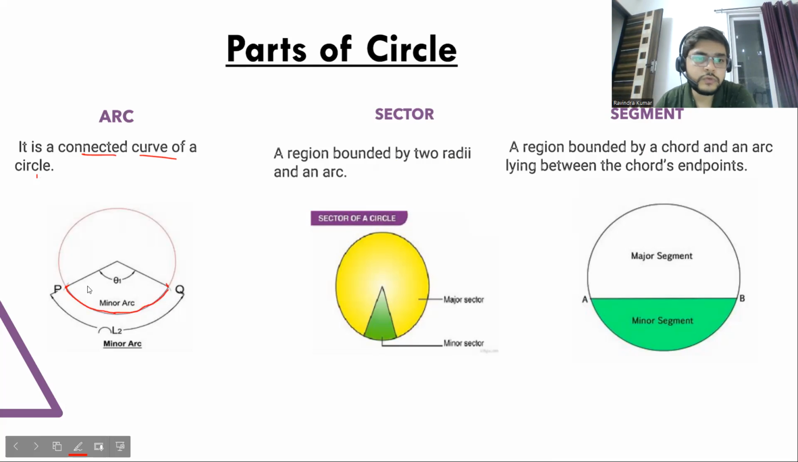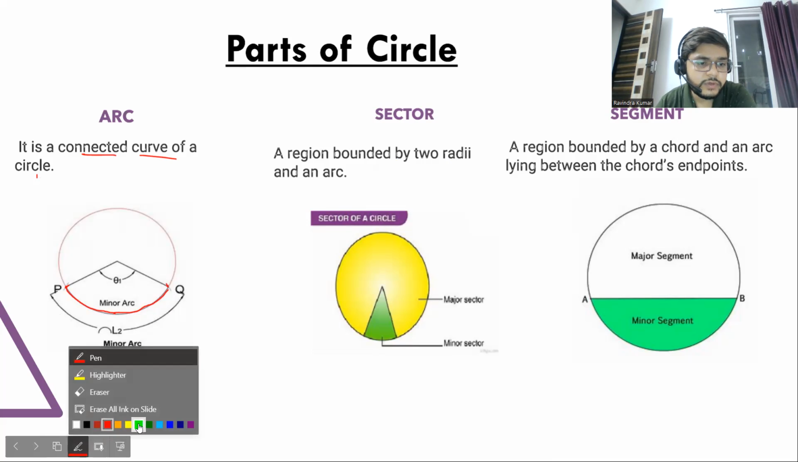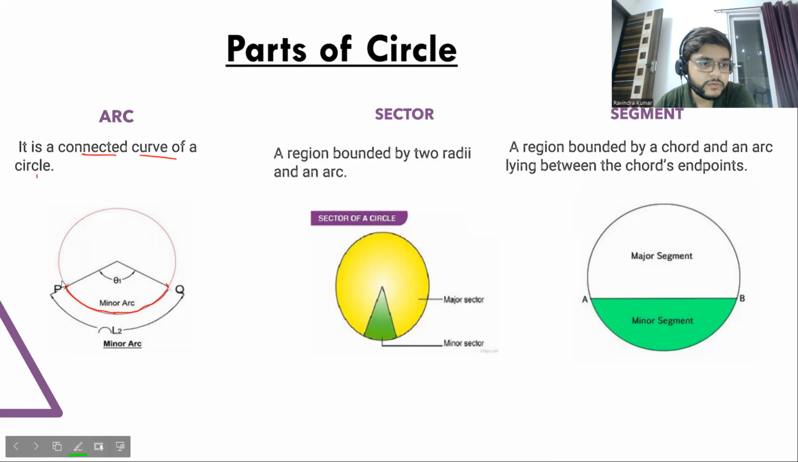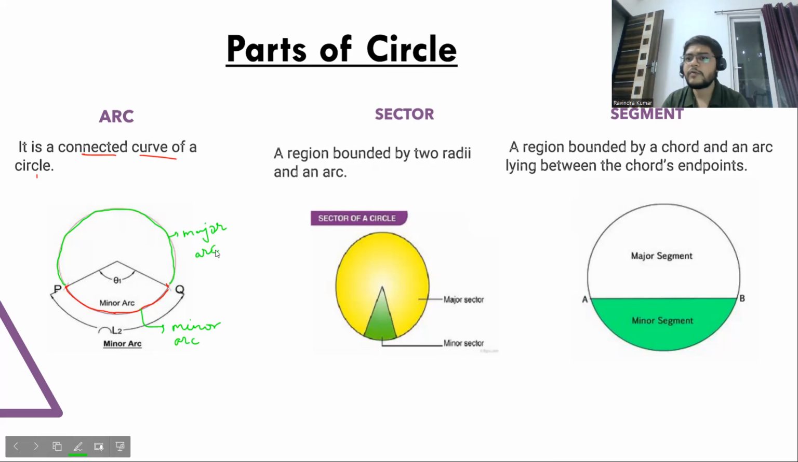Basically, in a circle there are two types of arc. This is the small one, and you may ask, sir, is it also an arc or not? Yes, it is also an arc, but the smaller arc is called the minor arc. Minor means a small one, the distance which is smaller compared to the other one, and the other is the major arc. So an arc is just a connected curve of a circle, that's it.